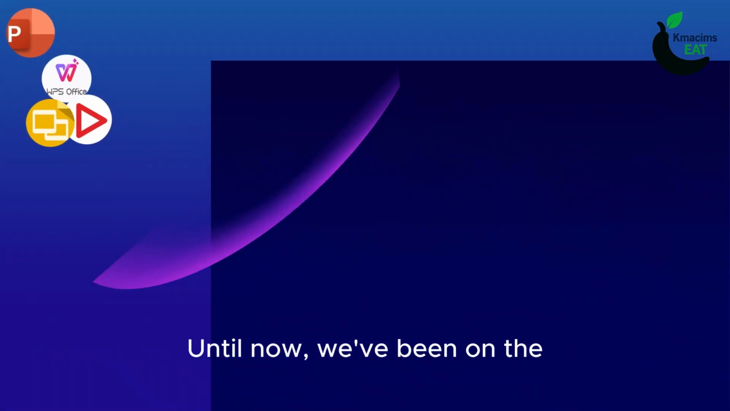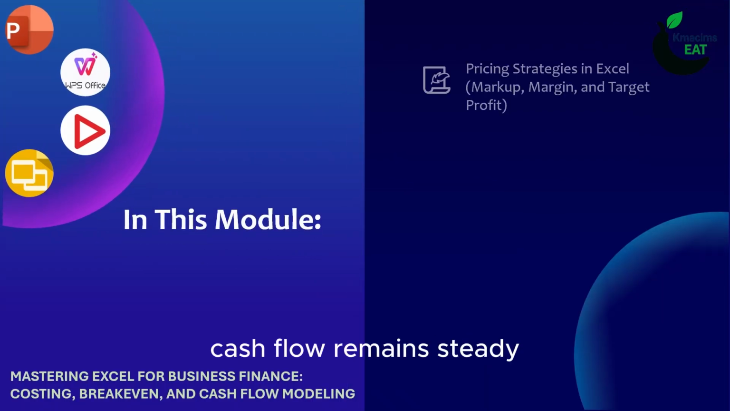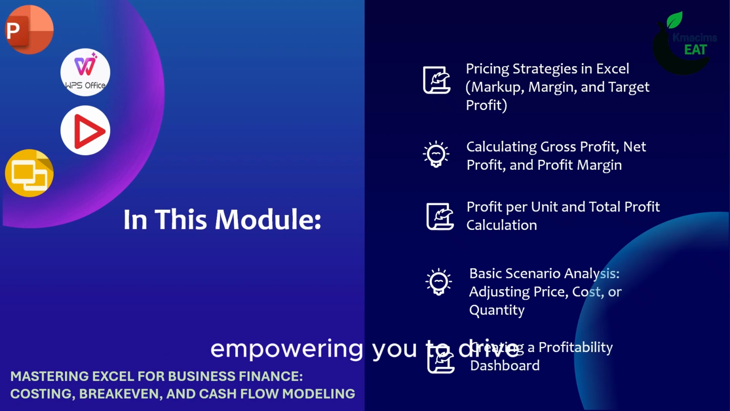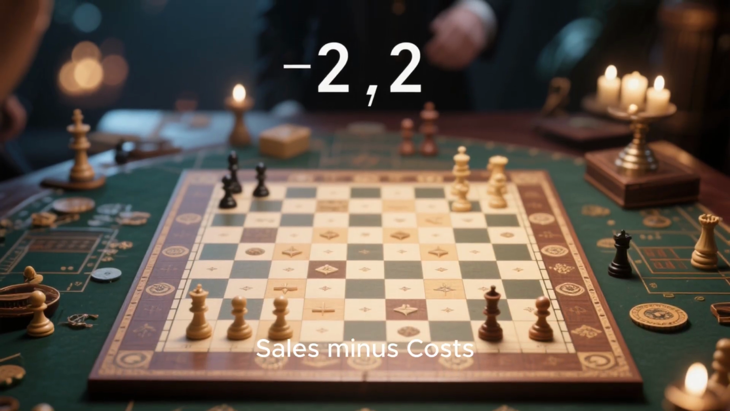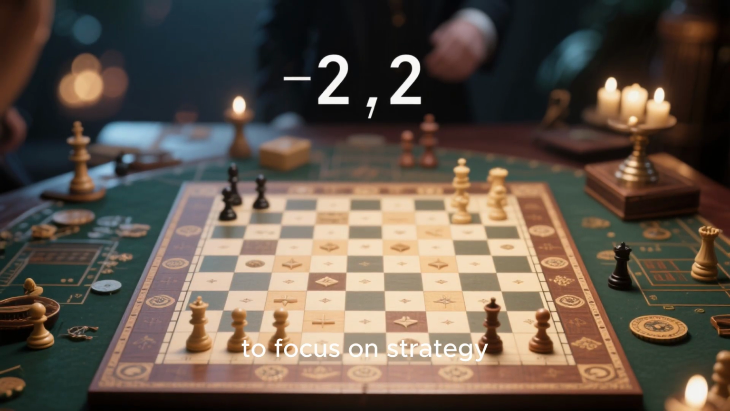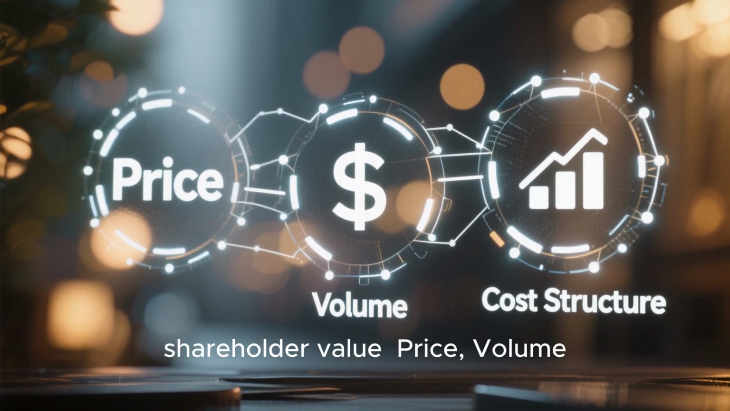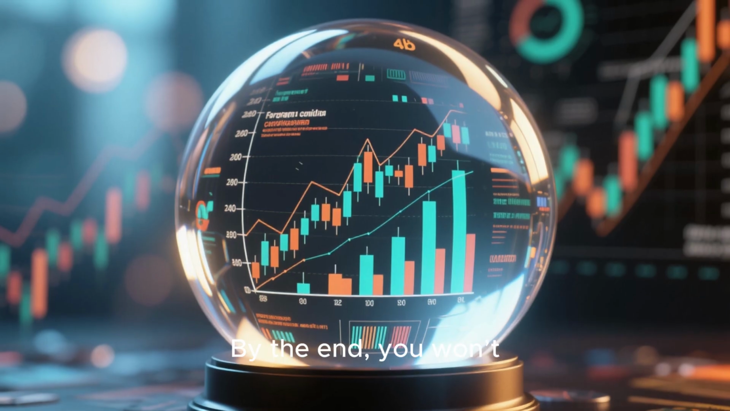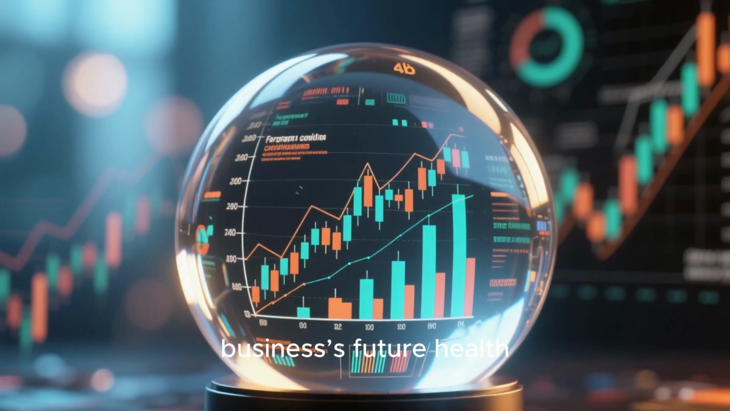Until now, we've been on the defensive, calculating costs and making sure cash flow remains steady. In Module 5, we shift gears to offense, empowering you to drive growth and profitability. This module goes beyond simple subtraction, sales minus costs, to focus on strategy. You will discover how to leverage the three key drivers of shareholder value: price, volume, and cost structure. By the end, you won't just be reporting numbers, you'll be forecasting the business's future health.